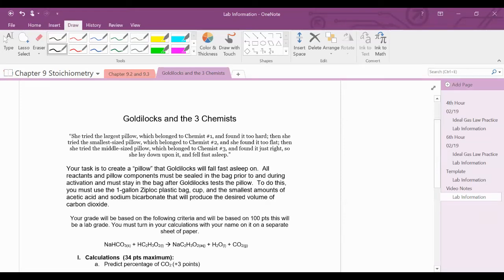Today we're going to do the lab discussion introduction for Goldilocks and the Three Chemists. This lab will involve the ideal gas law and stoichiometry.